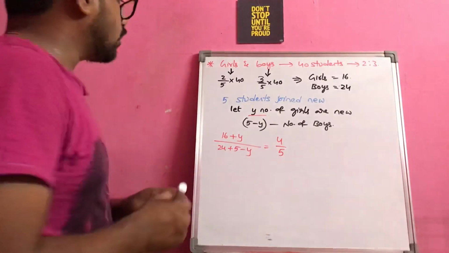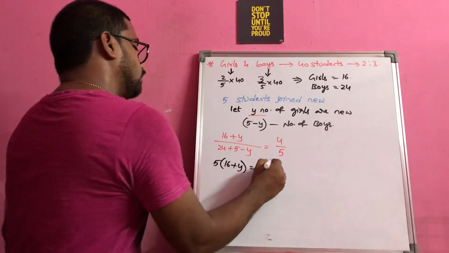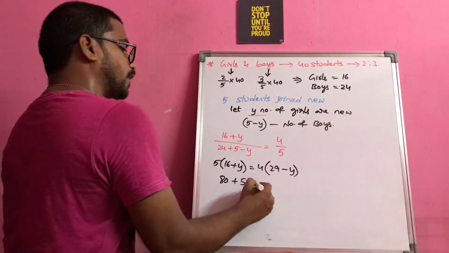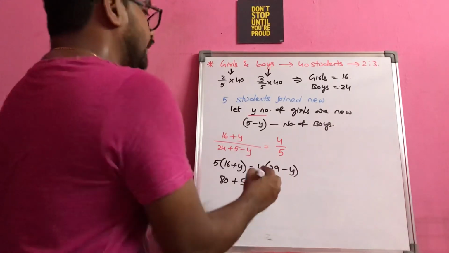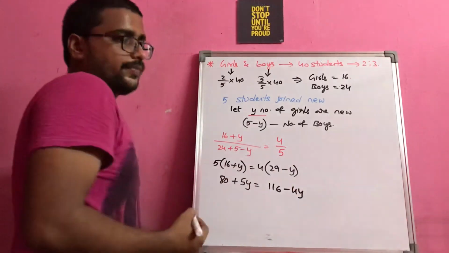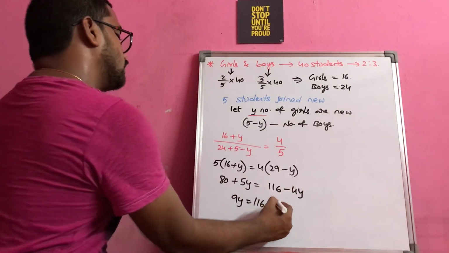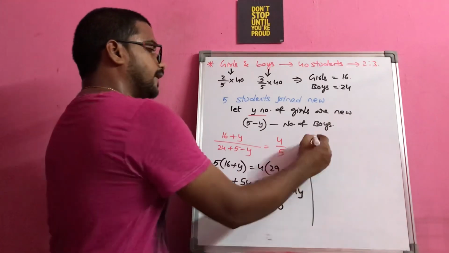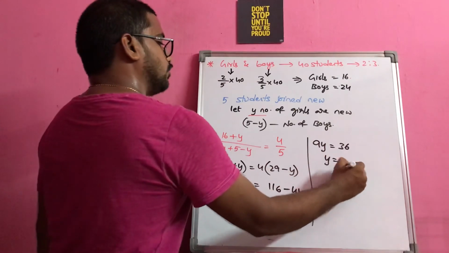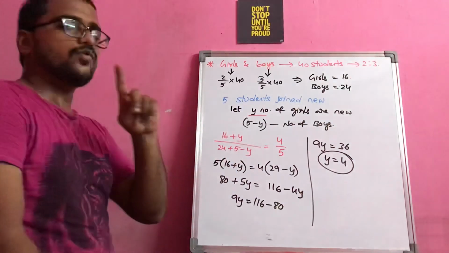So now do the cross multiplication. 5 into 16 plus y is equal to 4 into 29 minus y. So this is 80 plus 5y is equal to 4 into 29, that is 116, minus 4y. Now bring everything to one side. 5y plus 4y is 9y, and 116 minus 80 is 36. So you are getting 9y is equal to 36 and y is equal to 4. So what does it represent? 4 new girls are there. Obviously only one boy is there.